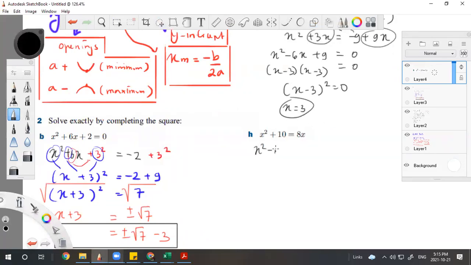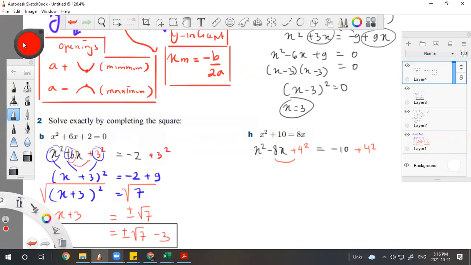So x squared minus 8x equals negative 10, right? Because we move the x to the left side and the constant to the right side. After this, you have to look at the half of 8, not the negative, half of 8, 4, plus 4 squared, right? And then this also plus 4 squared, right? Because you have to make it fair. Algebra, left plus, on the right hand side also plus the same number.